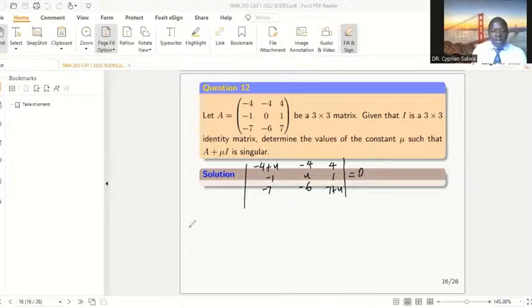Now, for instance, if I take the current column 1 plus column 3, what does that give me?